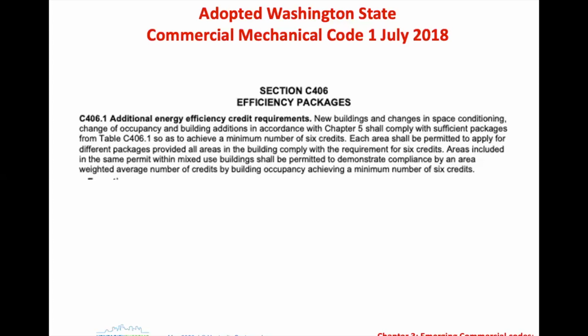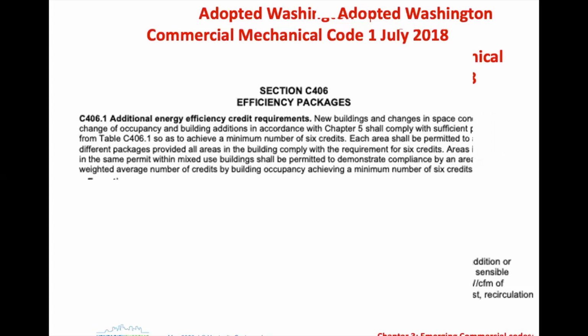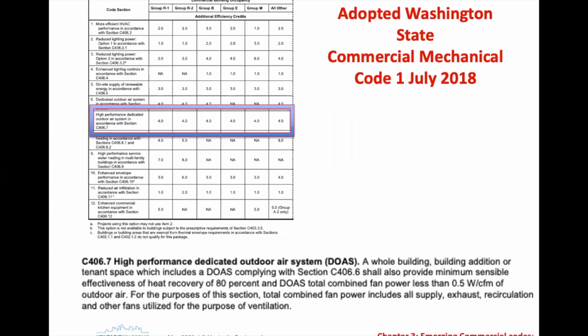So this is a chart that shows you all of those different metrics. More efficient HVAC, reduced lighting power, enhanced lighting controls, on-site renewables, dedicated outdoor air system. A high performance dedicated outdoor air system gets you, on all of these different types of commercial building occupancies that we talked about earlier, 4 points out of 6.